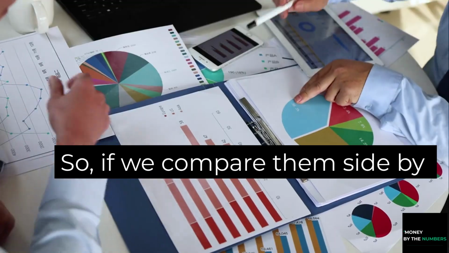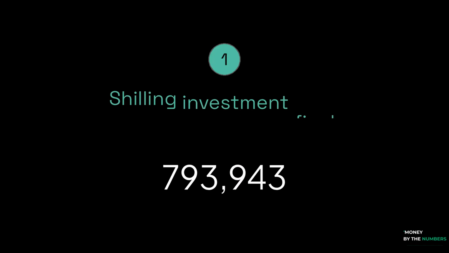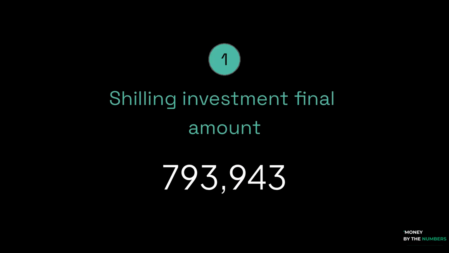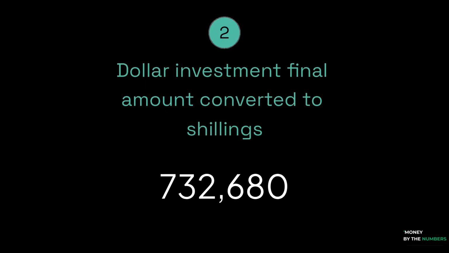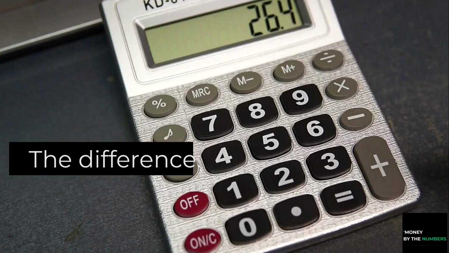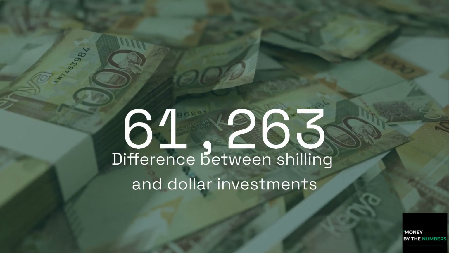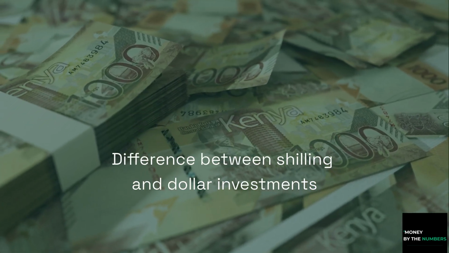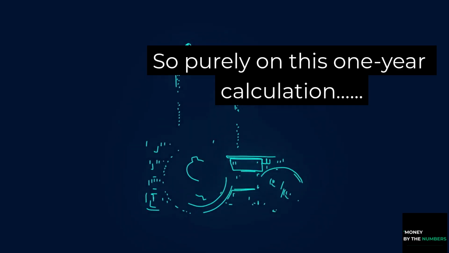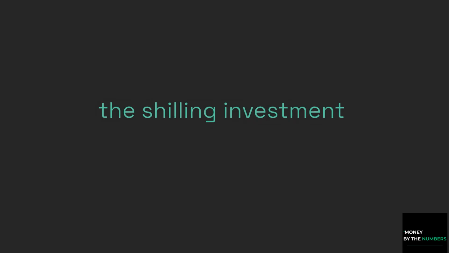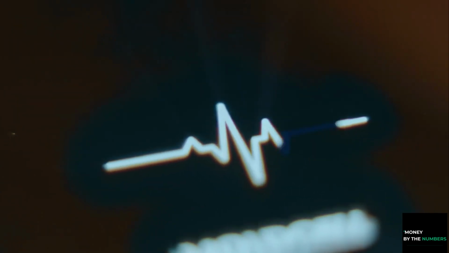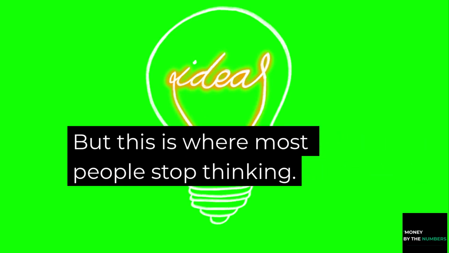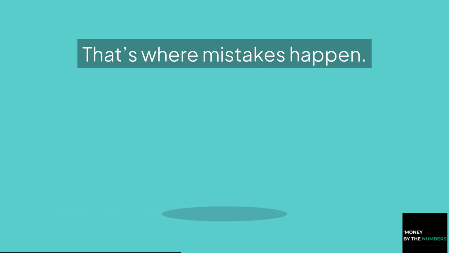So if we compare them side by side, shilling investment 793,943, dollar investment 732,680. The difference, 1,263 Kenya shillings. So purely on this one-year calculation, the shilling investment clearly wins. But this is where most people stop thinking, and that's where mistakes happen.